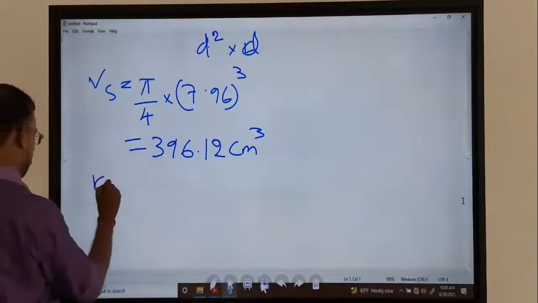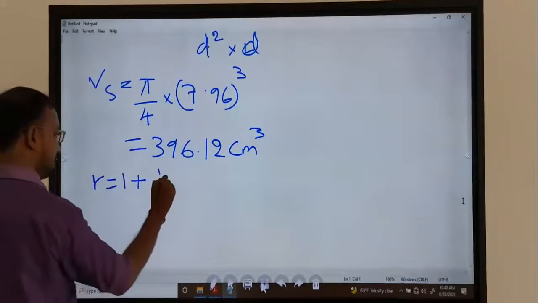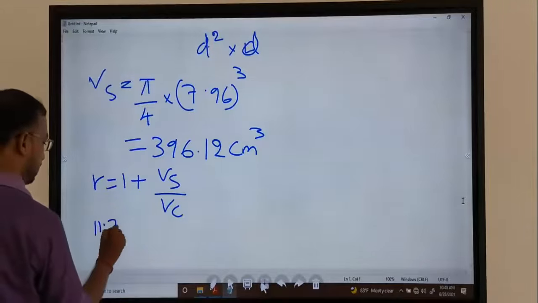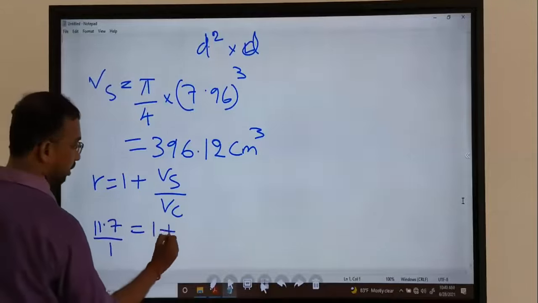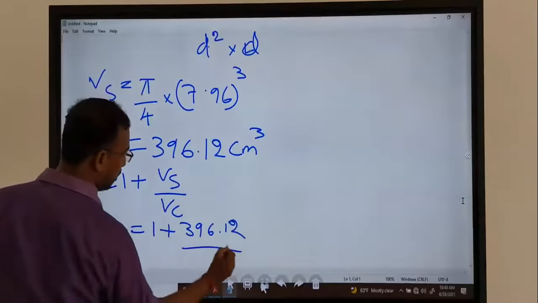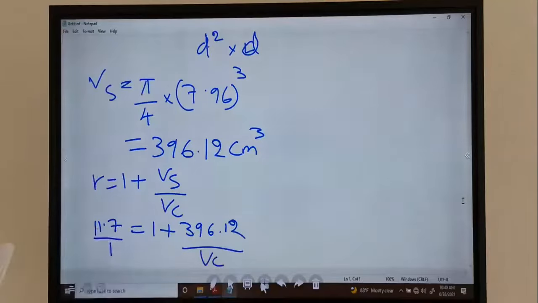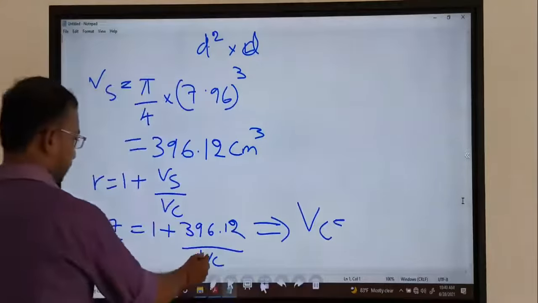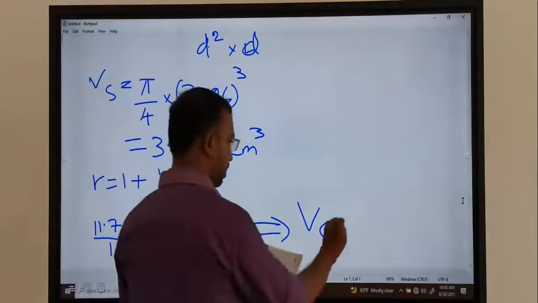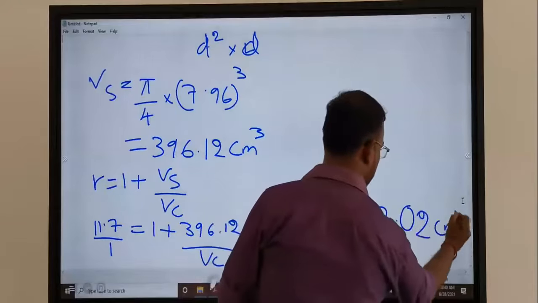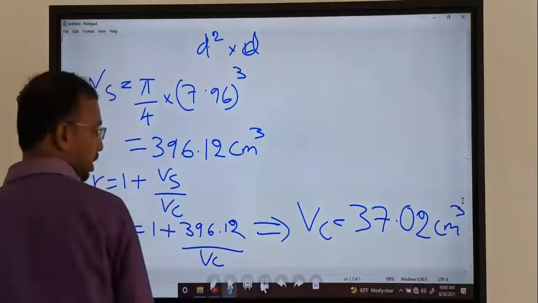So now we have to write the other equation. So here the 11.7 compression ratio equals 1 plus Vs over Vc, here Vs is 396.12, Vc we have to find. Okay, so the Vc comes slightly 37.02 centimeter cube.